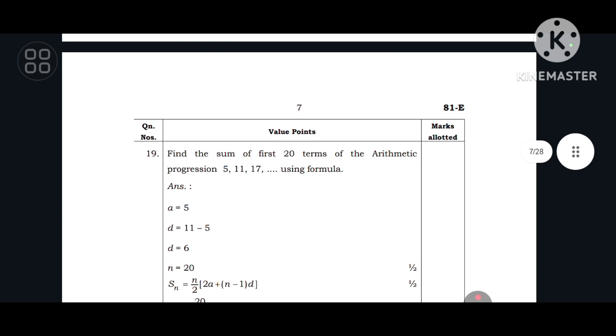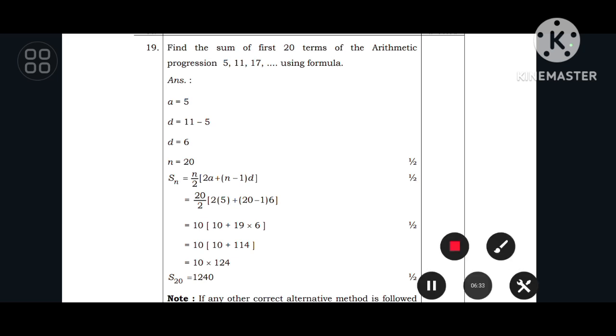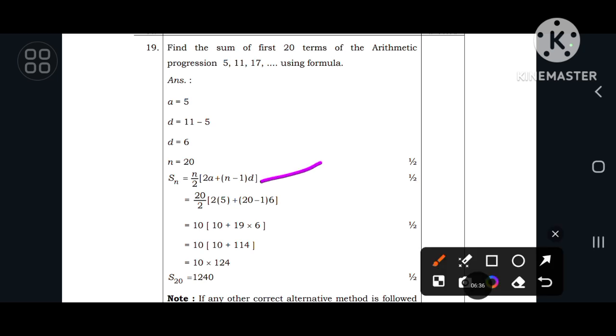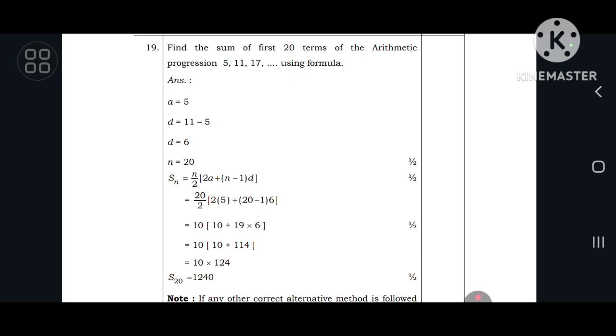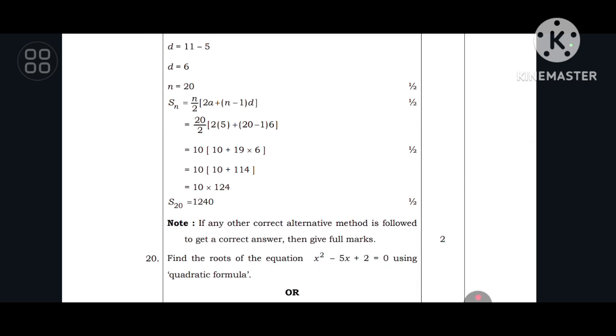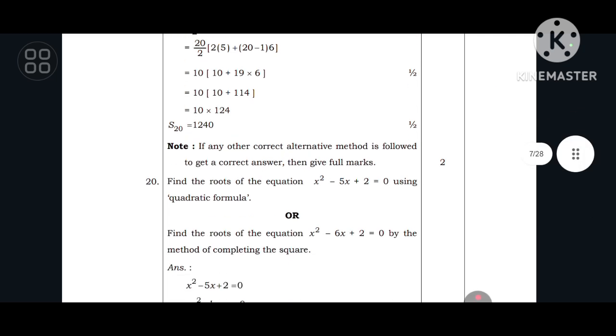Coming to question number 19, this is from arithmetic progression. Every year they will ask one question on this, to find the arithmetic progression or find the sum of the first 20 terms using the Sn formula. For writing the formula you will get half a mark, and for n equal to 20 and writing all the given values you will get half a mark. For the solving steps you will get half a mark each, so this combination is 1, this combination is 1, and in total you will get 2 marks. See how they have distributed the marks.